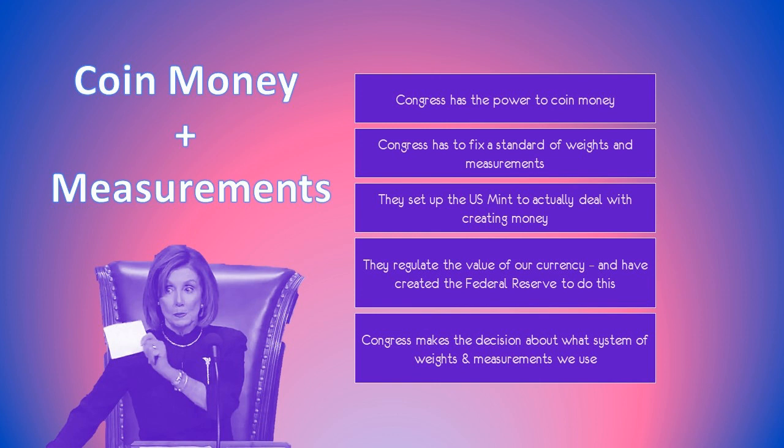They've set up the Federal Reserve, our banking system, to decide how much money exists, and we'll get into that complicated subject in the future. But Congress is also responsible for fixing a standard set of weights and measurements for the United States. So only Congress can decide what weight and measurement system we use here in the United States.